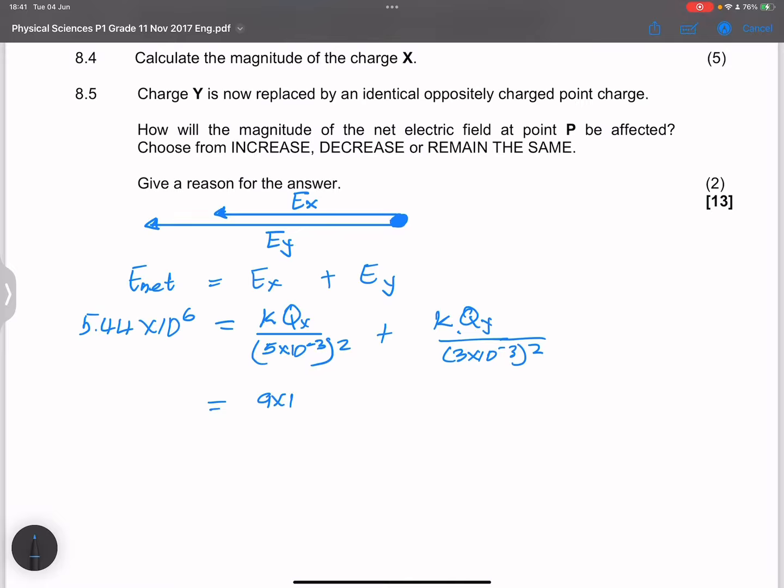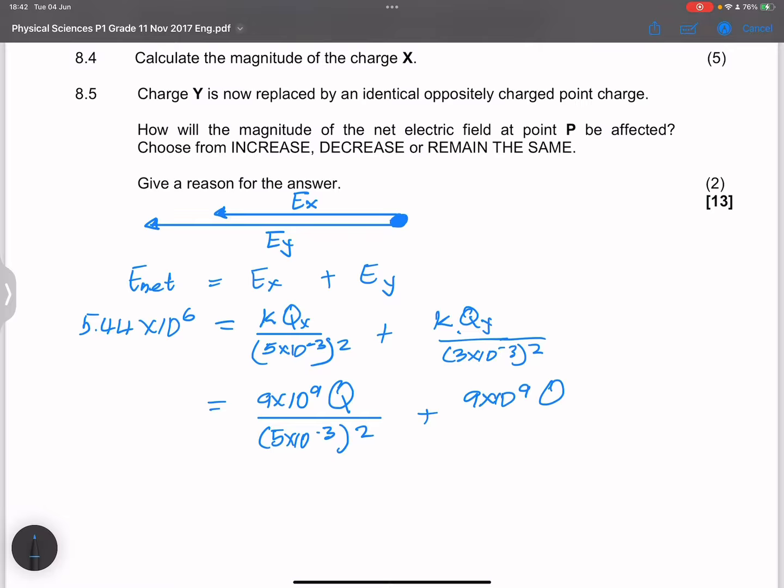Now, ladies and gents, let's just substitute. So this would be 9 times q of x, but we know that q of x is equal to qy, so I'm just going to leave it as q. So this is 9 times 10 to the power 9q divided by 5 times 10 to the minus 3 all squared, plus, again, the same thing there.